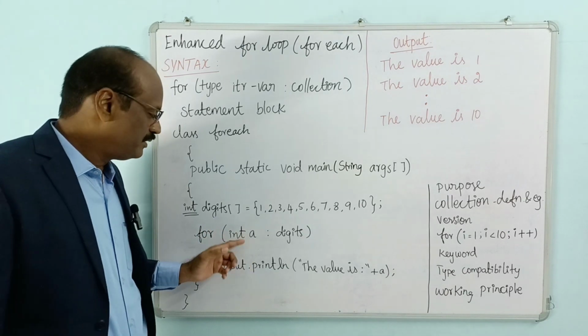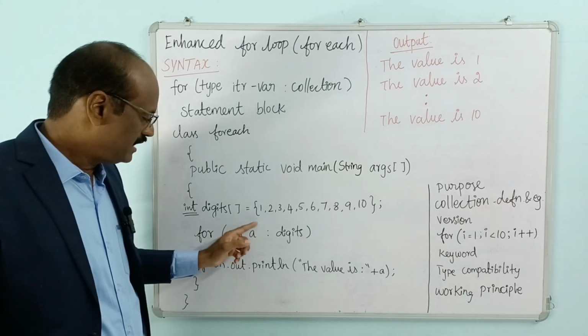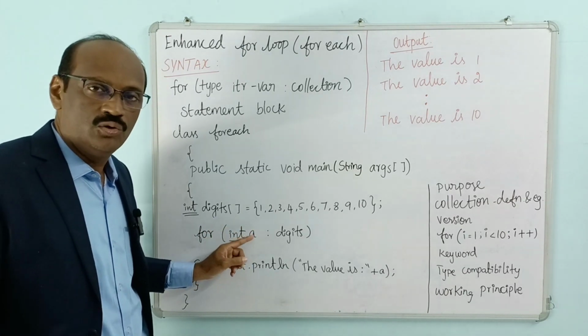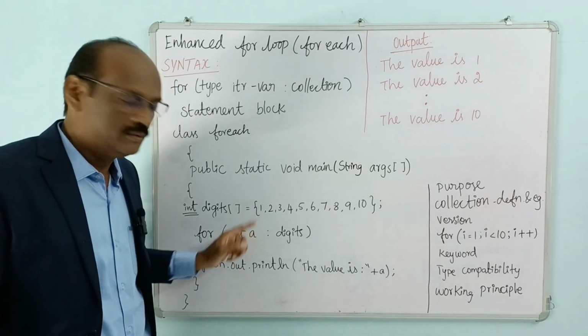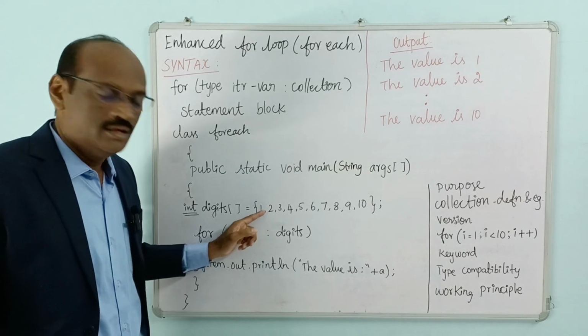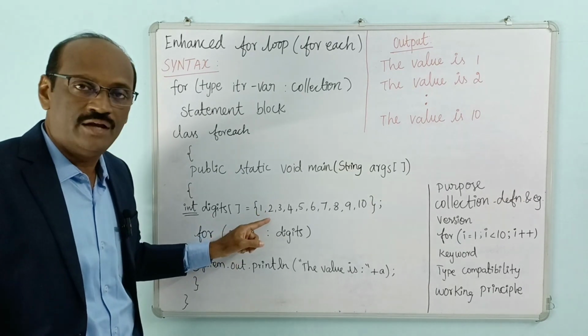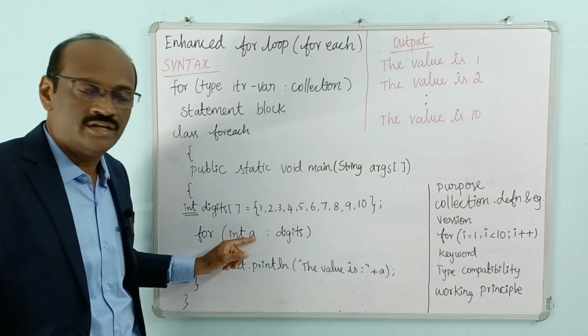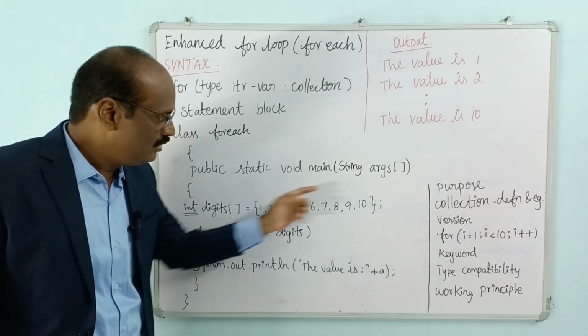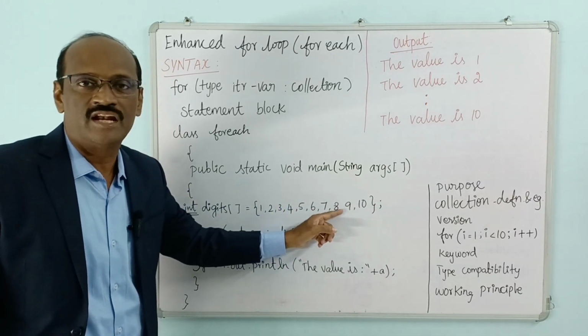What is the working principle of this enhanced for loop? Here I am using the iterative variable. During the first iteration, the iterative variable will have the value 1. During the second iteration, the iterative variable will have the value 2. During the third iteration, the iterative variable will have the value 3. Likewise, it will continue till it reaches the last element.